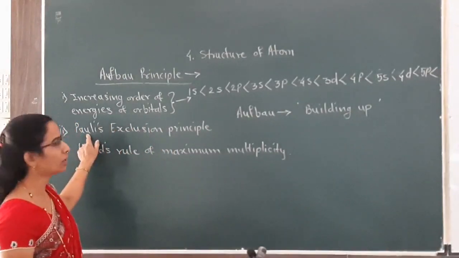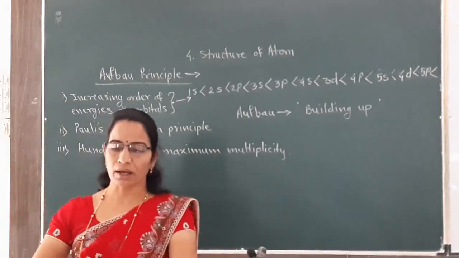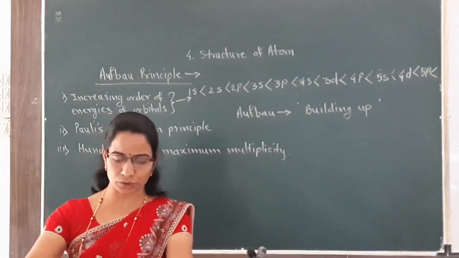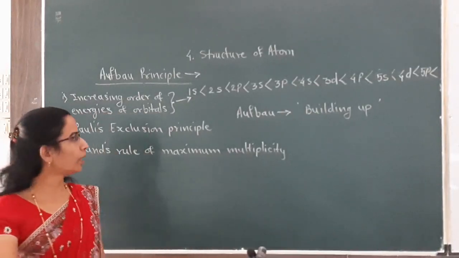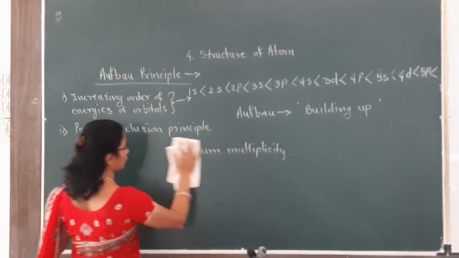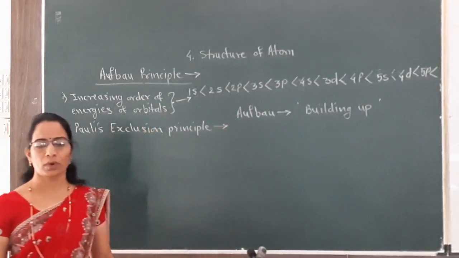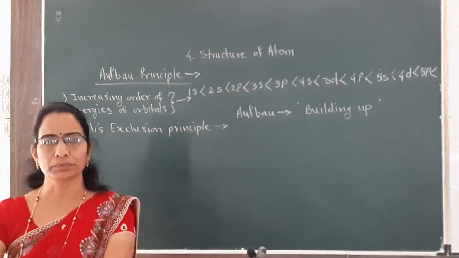Now we will see what Pauli's exclusion principle is. After studying Pauli's exclusion principle and Hund's rule of maximum multiplicity, we will see how the electronic configuration of an atom is written. So let us first discuss Pauli's exclusion principle. What is the statement of this principle? The statement is very important.